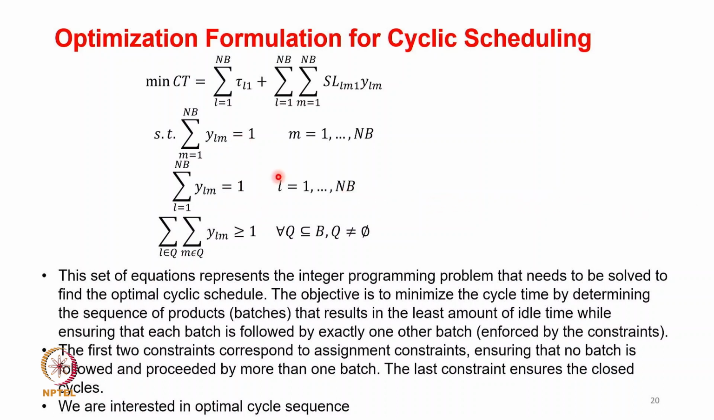This particular condition, the summation, indicates that you are not overbooking, so that no batch is followed by more than one batch. The last constraint indicates that it is assuming a closed cycle. When you sum them up, this indicator value is of course more than one, which essentially means that one follows the other. There are schedules over schedules, and we are interested in solving this problem to find the optimal cyclic sequence.